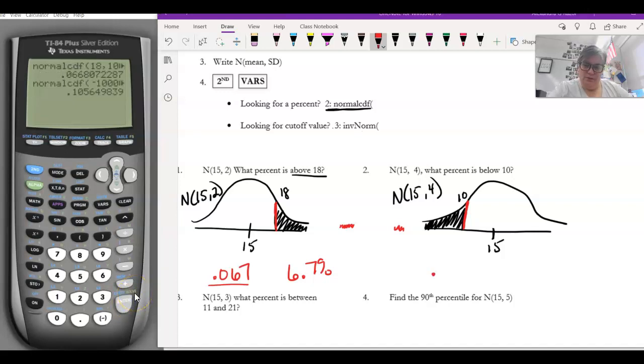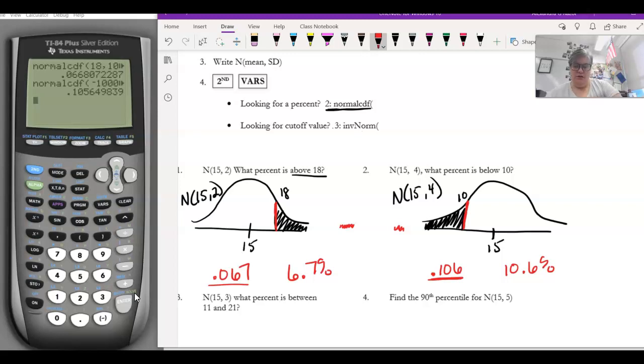And so this one is 0.106. And again, you can leave it like this, or you can say it's 10.6%. Okay, and what this means is that on a normal model, 10.6% of people or results would be 10 or below. Number one is saying that on a normal model with similar sample size, 6.7% of people would score an 18 or higher.